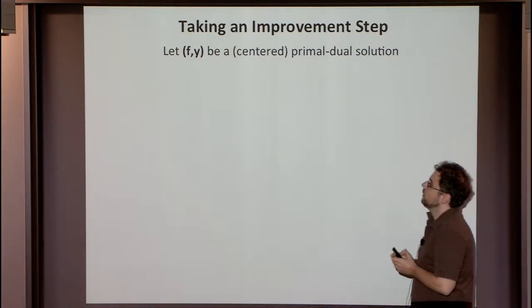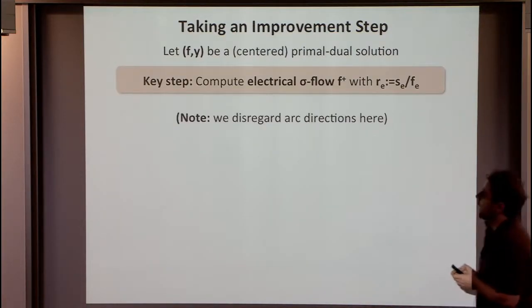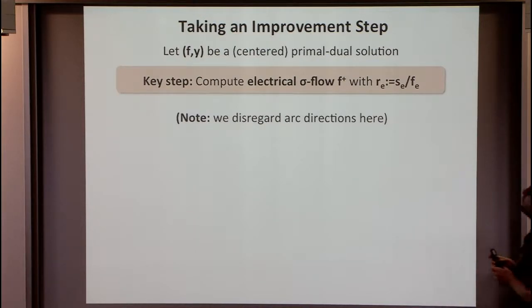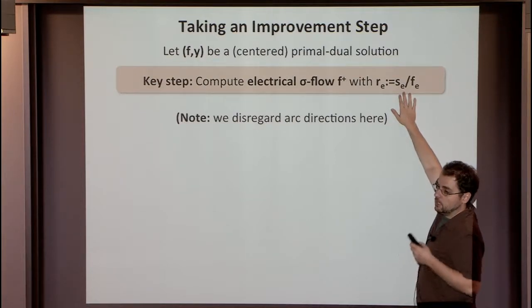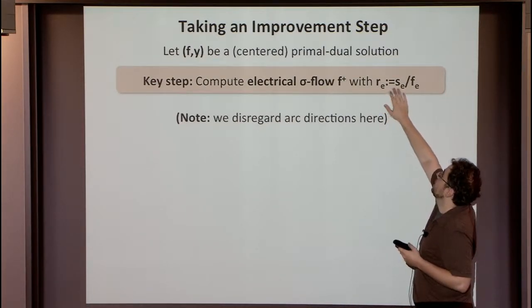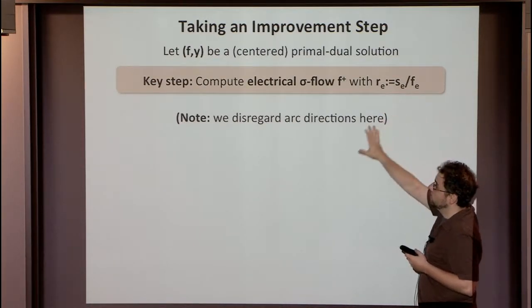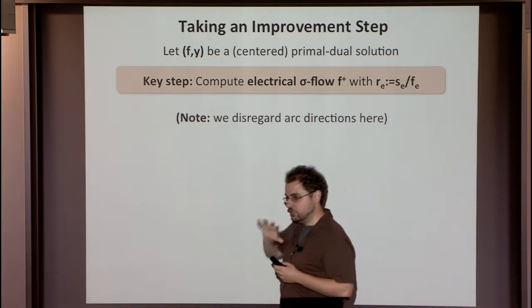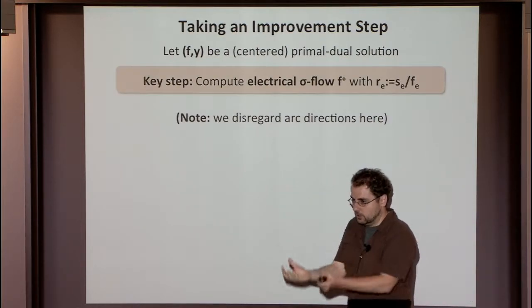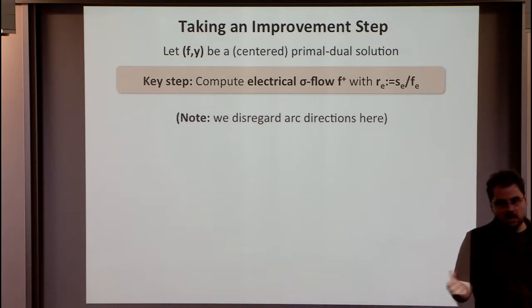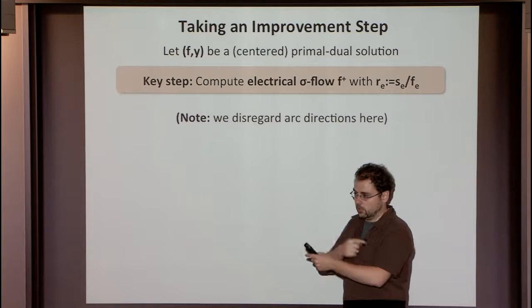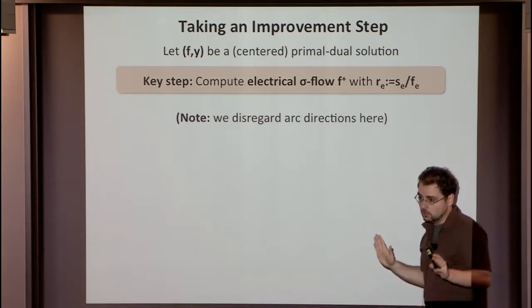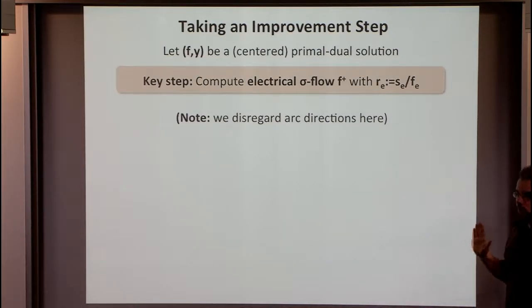So imagine we have our current primal-dual solution. The key step here is that we will compute an electrical sigma flow with resistances given by the resistance of an edge being s_e over f_e. Note that when I compute this electrical flow, I disregard the directions. Even though the underlying graph is directed, I forget about the directions, and I allow the flow to go even in the wrong direction. It's fine.